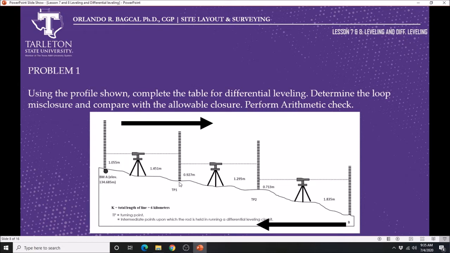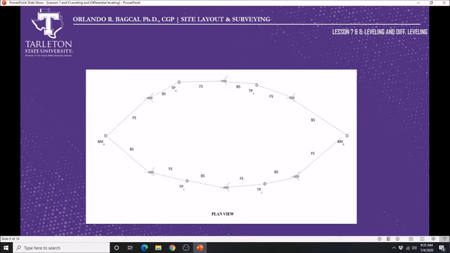Retain, put a marker here. You don't want to lose that because you will be using it again to determine the backsight of this particular point, TP1, or turning point 1. Okay, and then locate your turning point 2. Make sure again that the instrument is halfway in between turning point 1 and turning point 2, and you repeat that until you're able to go back to the same elevation. So this is how it looks like. You begin at benchmark A. This is a plan view, which means that you're looking from above.